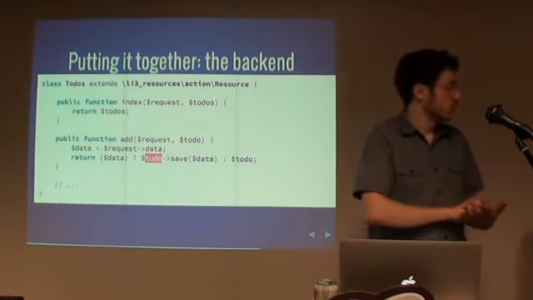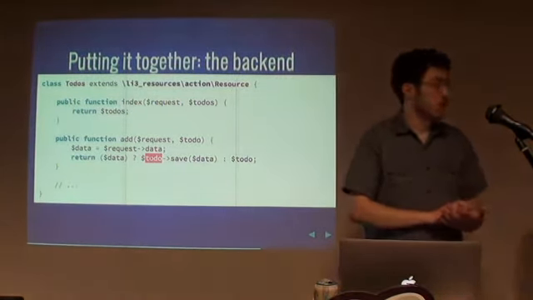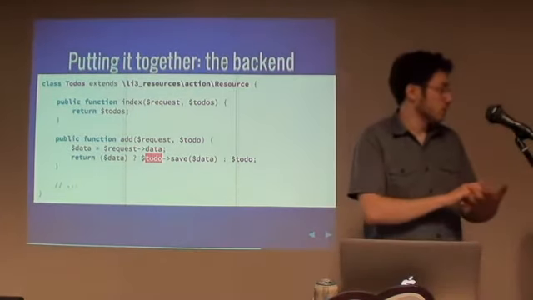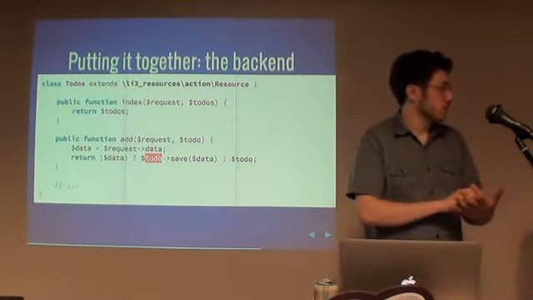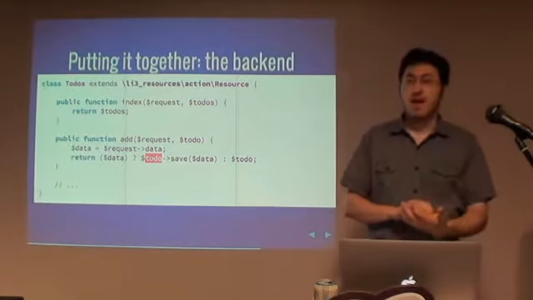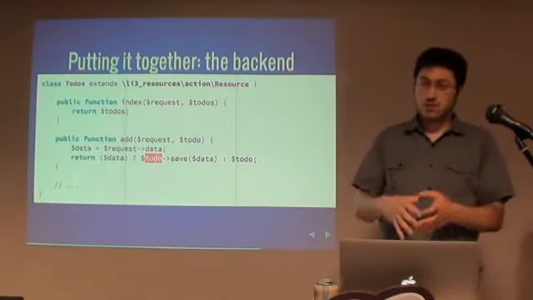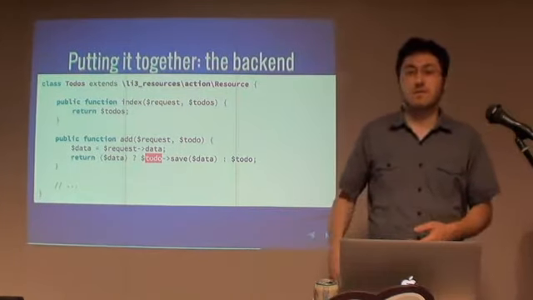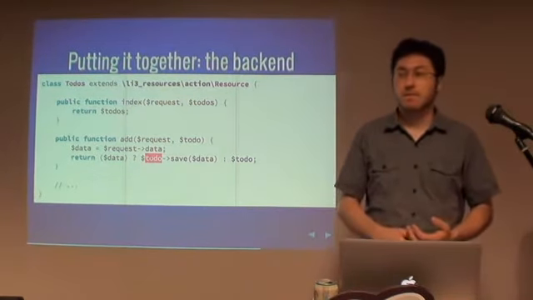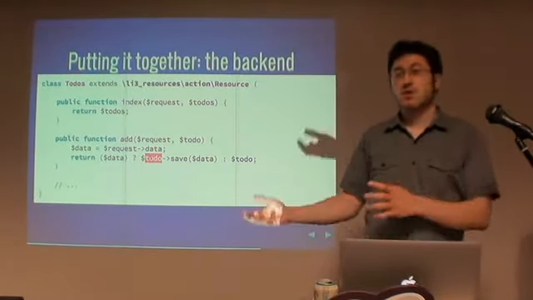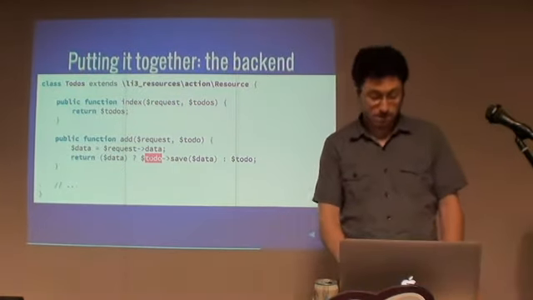The validation errors are attached to the to-do. And so it will take the errors attached to the to-do, serialize them as JSON, and send them to the client. The error messages can be serialized and returned. And this is automatic.